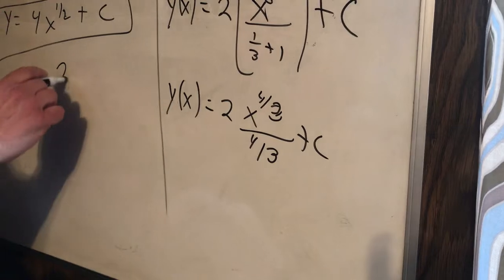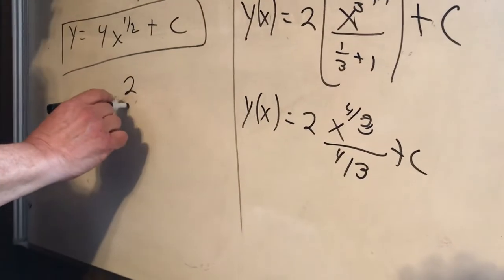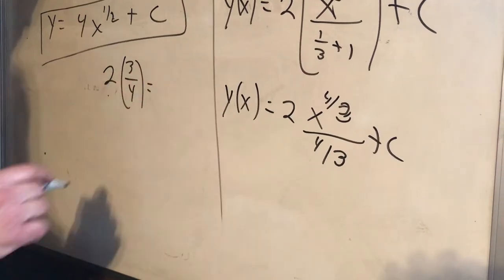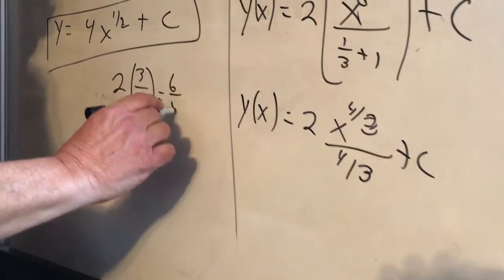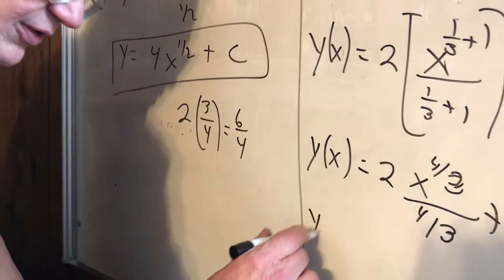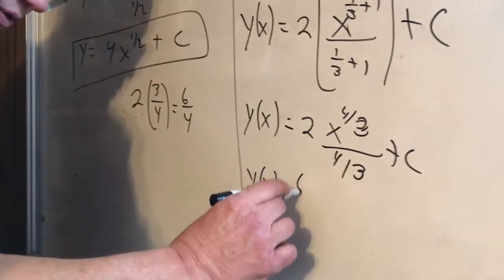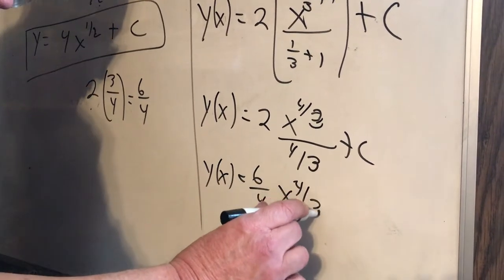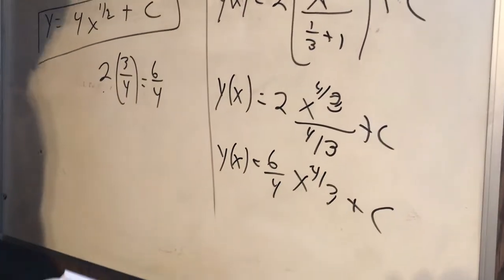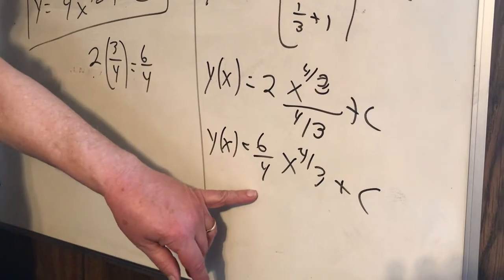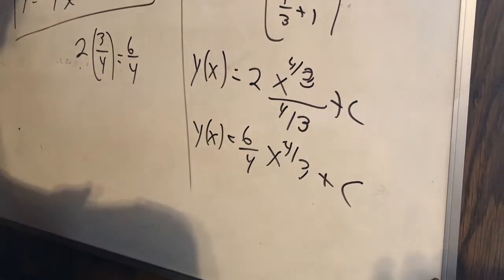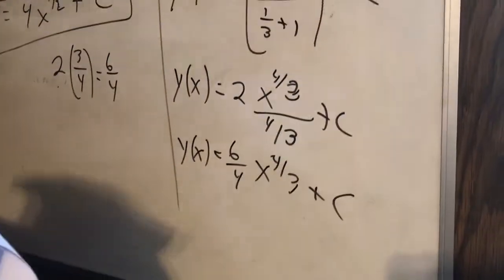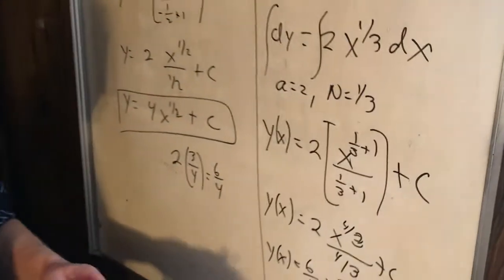What do I do with the 4/3? Well, I write the 2 and I flip the denominator. So y of x equals 6 over 4, x to the 4/3 plus c. If I wanted to simplify that, I could make this 3/2, but I'm just going to leave it that way right now. I'm really interested in learning how to integrate, not reducing fractions.